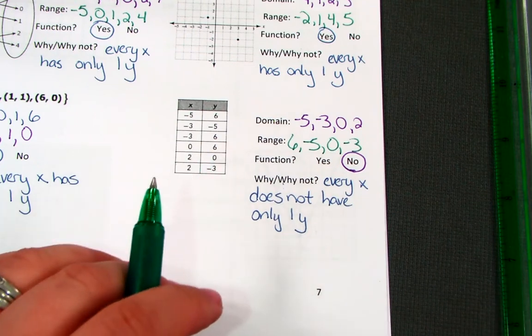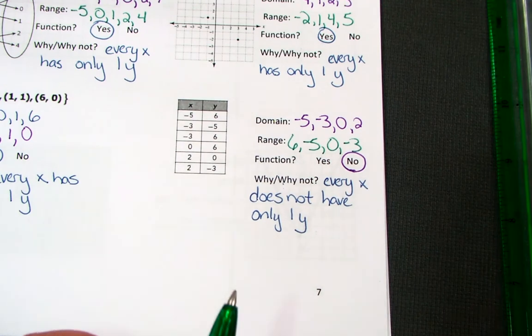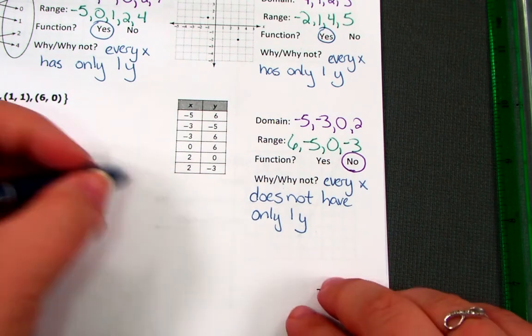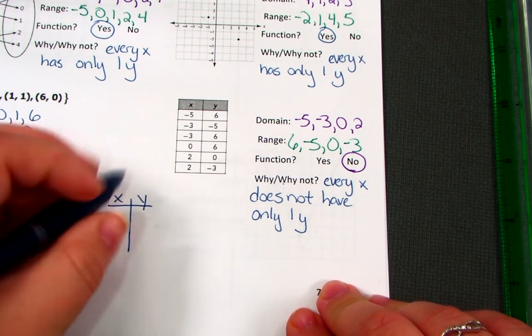Now I'll give you another example here. We don't have to write the whole thing down, but I will give you an example of something that is a function, but it has a repeat in the y values. So just a quick extra example here. You don't have to write this one down. It's just to help us out here.